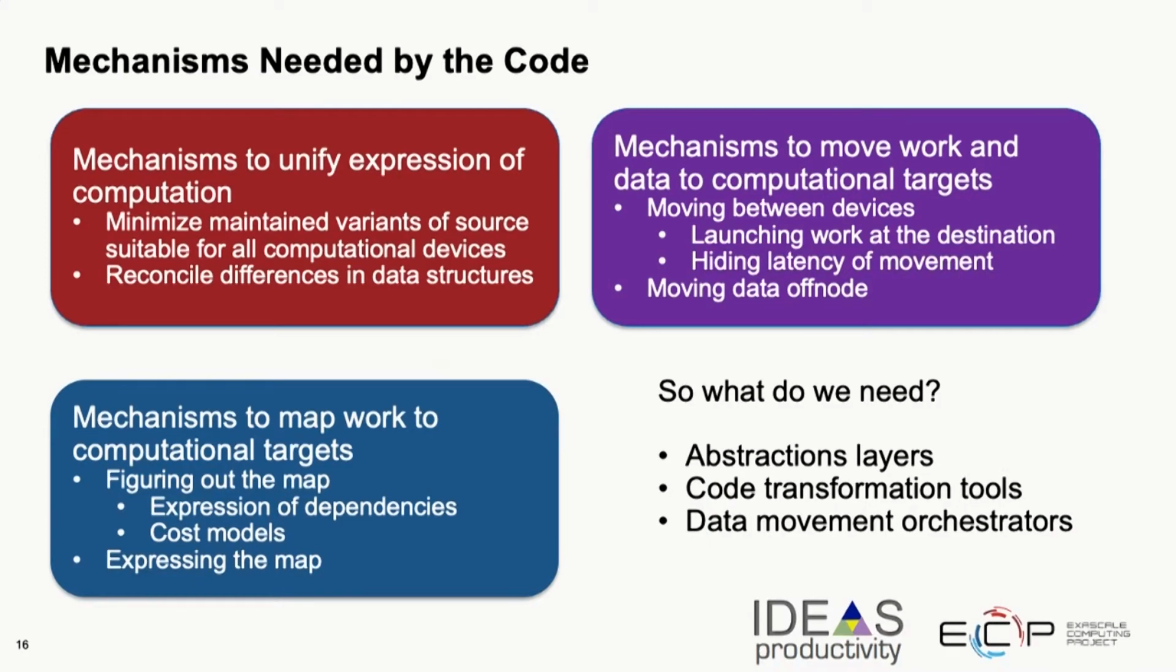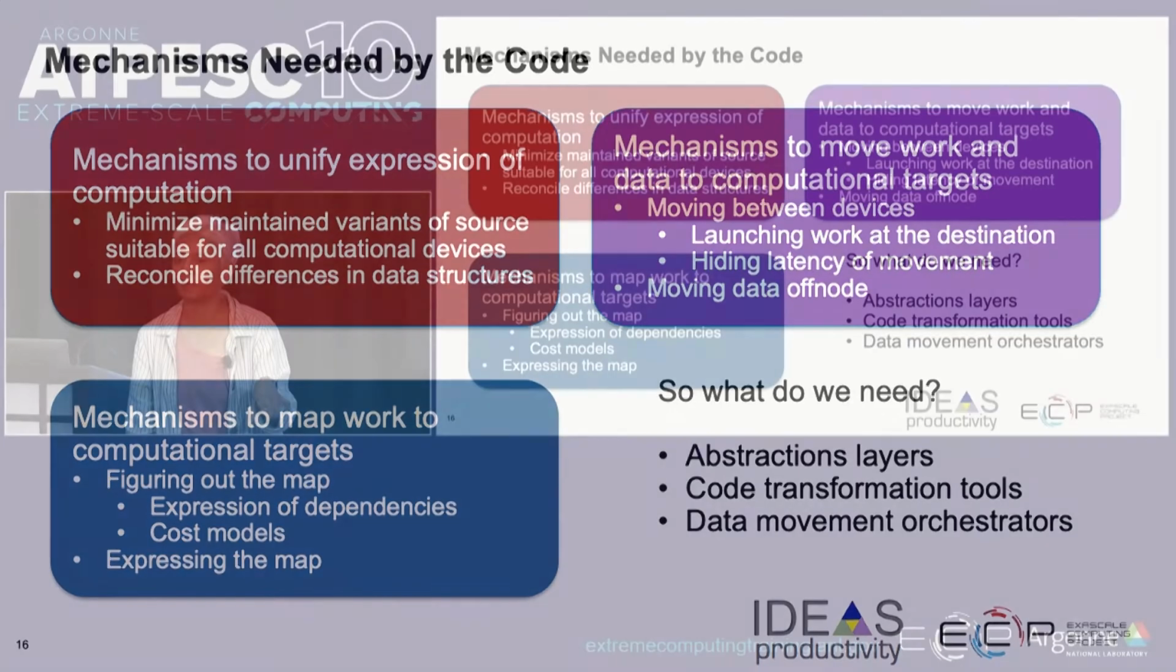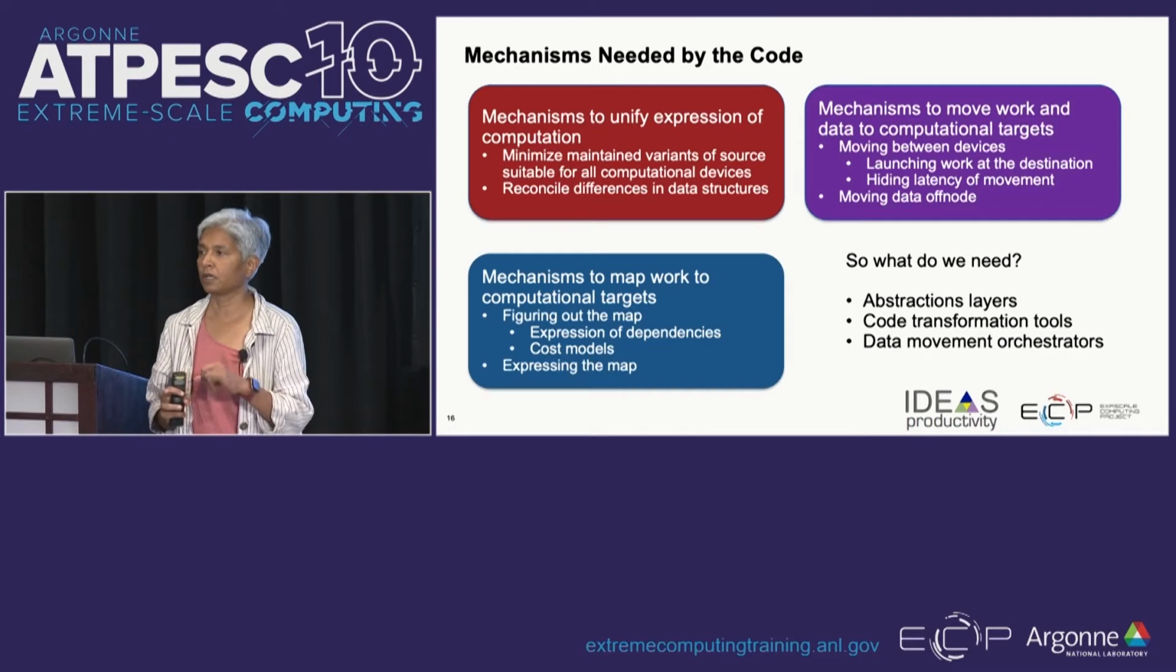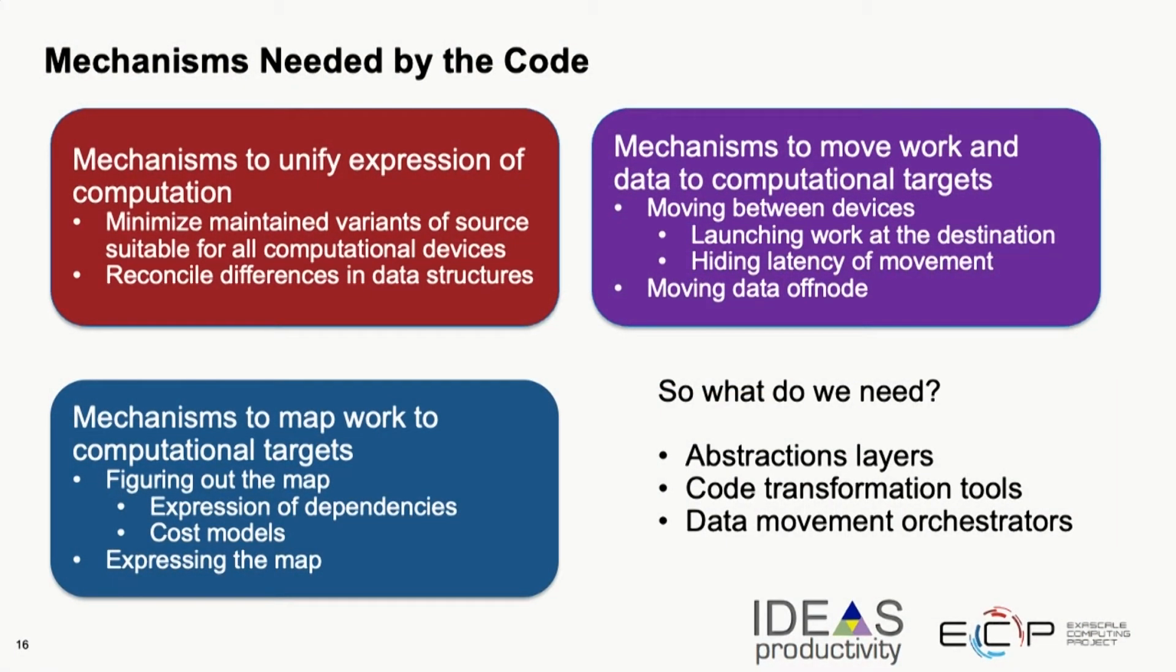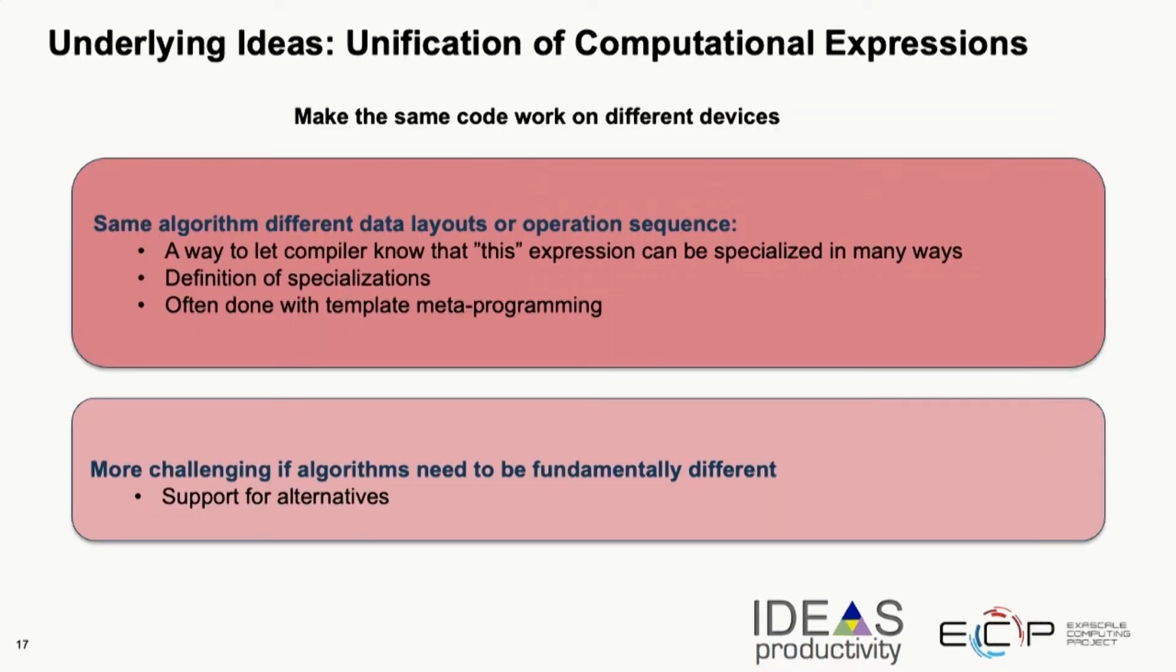So what do we need in order to accommodate these mechanisms that are needed by the code? We need abstraction layers to unify the computation. We need code transformation tools to understand and translate the dependencies into code that is executable. And we need data movement orchestrators, right? So keeping that in mind, I'm now going to delve a little deeper into each one of these mechanisms that the code might need.